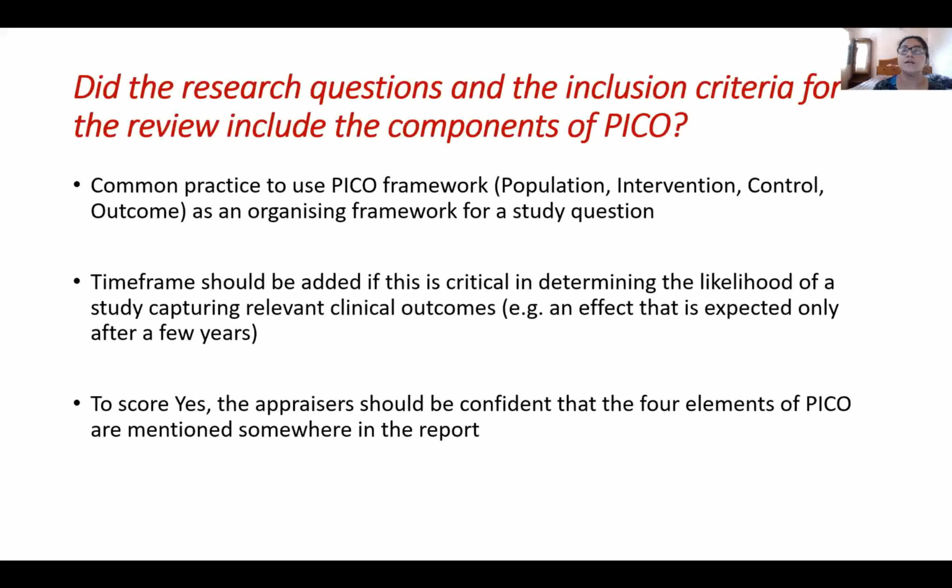So what are the domains or the questions in the AMSTAR guideline? This is the first question: did the research questions and the inclusion criteria for the review include the components of PICO? First, we have to look at whether the research question included the PICO, that is population, intervention, comparison and outcome, as an organizing framework.